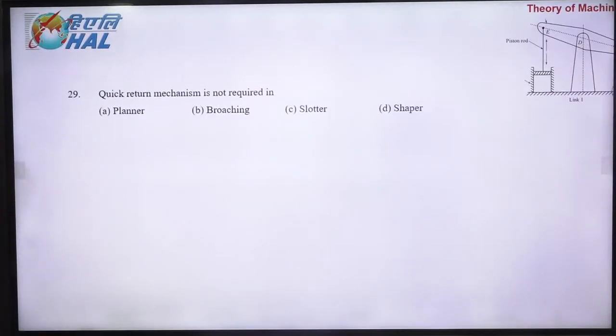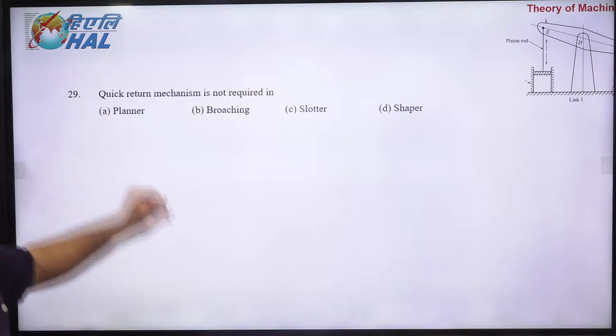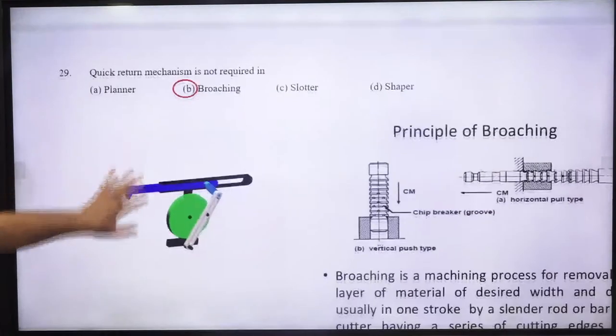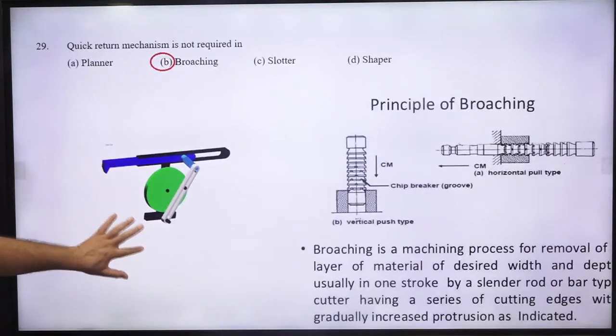In which of the following is the quick return mechanism not required? Planer, slotter, shaper. Quick return mechanism is required in planer, slotter and shaper.